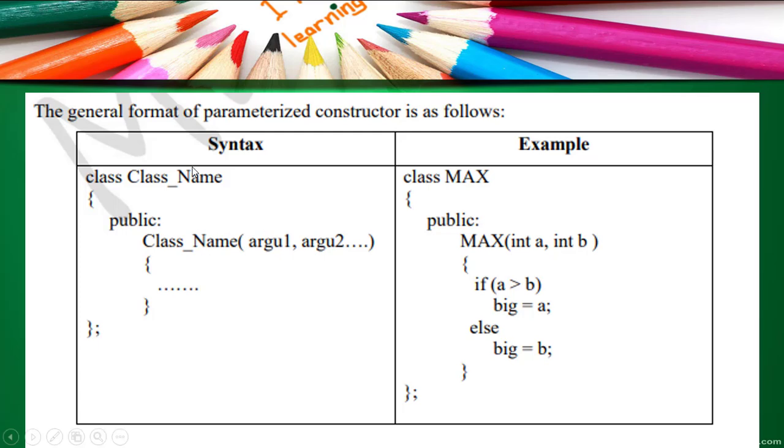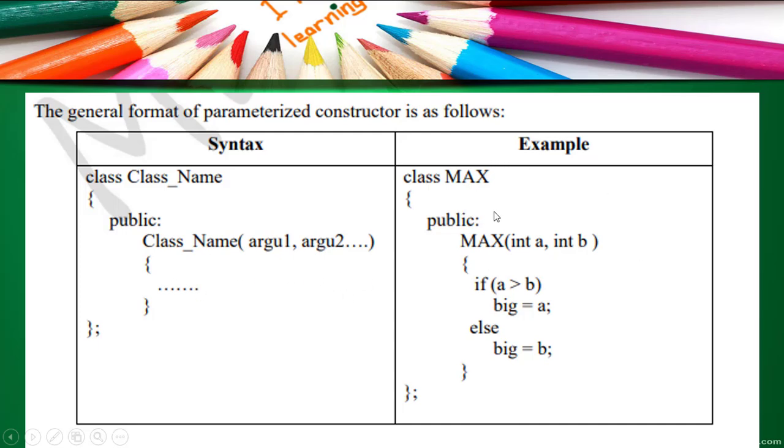See, in this example, there is a syntax as well as an example given. The class name and the constructor name should be the same. This is just a syntax. Class is a keyword, then the class name, and under the public section only you have to write the constructor. Both names should be the same, and in the brackets you have some arguments. If a constructor has one or more arguments, then it is called a parameterized constructor.